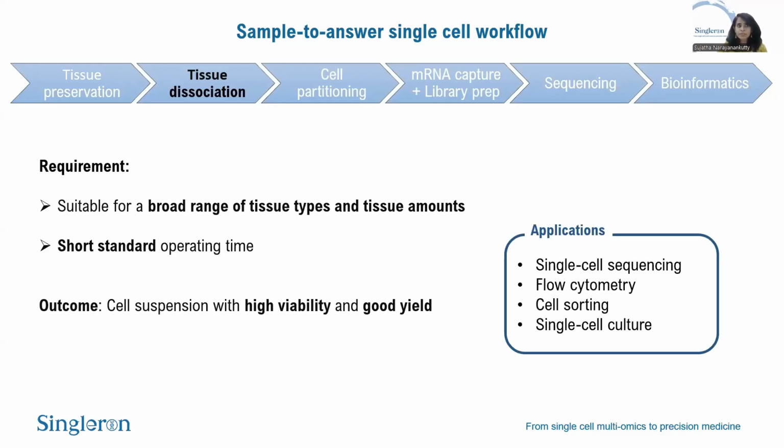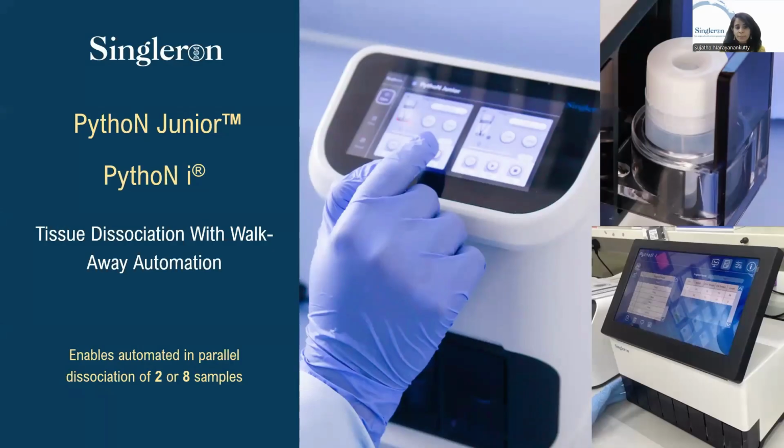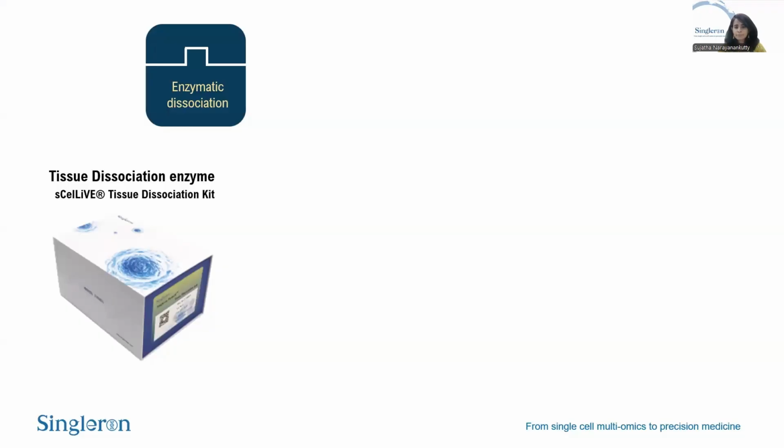From tissue dissociation, you can go into the single cell workflow, which I'll be talking about, but you can also use that single cell suspension for any kind of flow studies, cell sorting, or single cell culture. And here I would introduce our tissue dissociation option, which is the Python. We have two: Python Junior, which is a small 2-channel automated option, or the Python I, which is an 8-channel option.